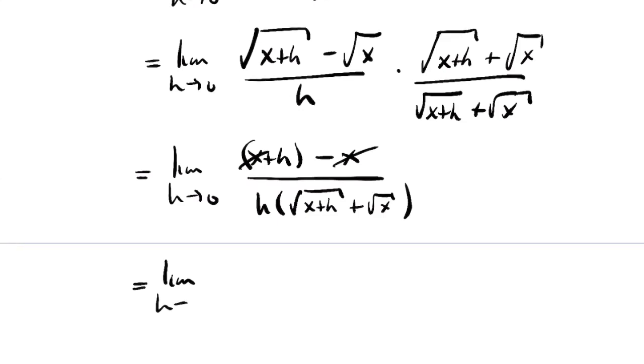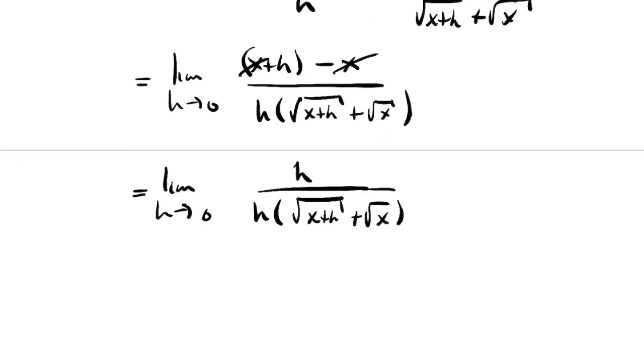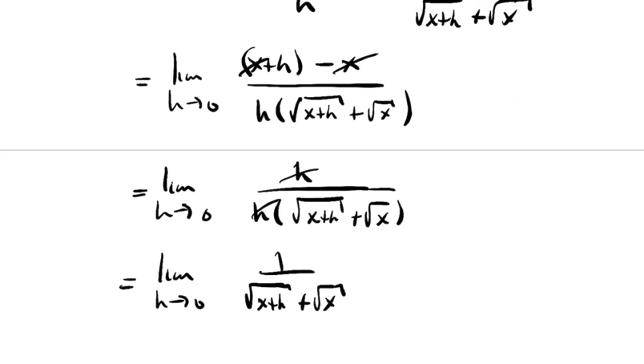So what do we get? Limit as h goes to 0 of h over h times that quantity. Now h over h is 1, so those cancel. In this final expression that I'm writing, I can directly substitute h equals 0 without dividing by 0. And when I do, I get 1 over the square root of x plus the square root of x. So that's 1 over 2 times the square root of x.